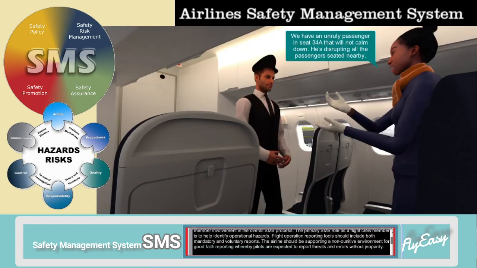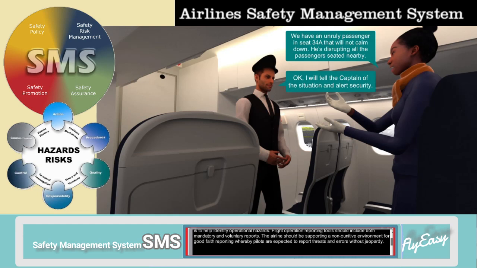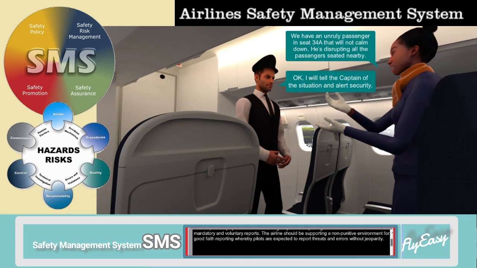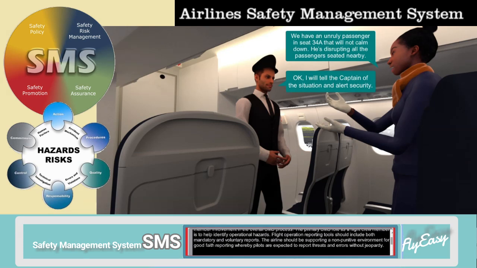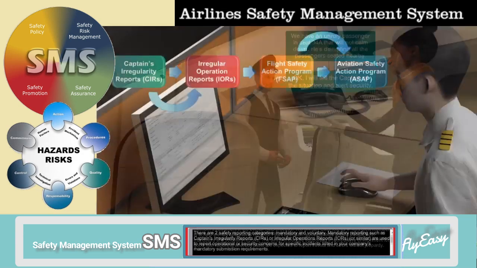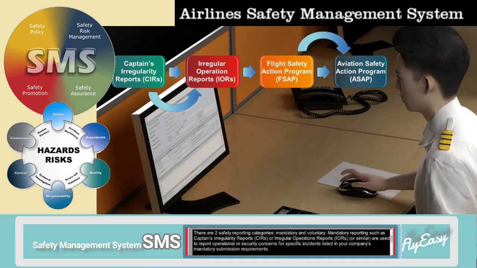The primary SMS role as a flight crew member is to help identify operational hazards. Flight operation reporting tools should include both mandatory and voluntary reports. The airline should be supporting a non-punitive environment for good faith reporting, whereby pilots are expected to report threats and errors without jeopardy. There are 2 safety reporting categories, mandatory and voluntary.